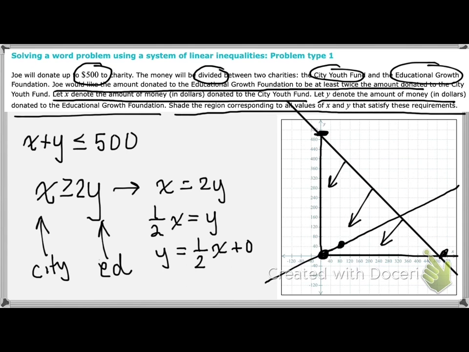And what do I have? I have y is less than. Do you see that? y is less than means down. So I'm going to say everything down below this edge. And where do they overlap? They overlap here. And then we had that idea that I said earlier, that it has to be greater than or equal to 0, right? Can't donate less than $0. So there it is there.